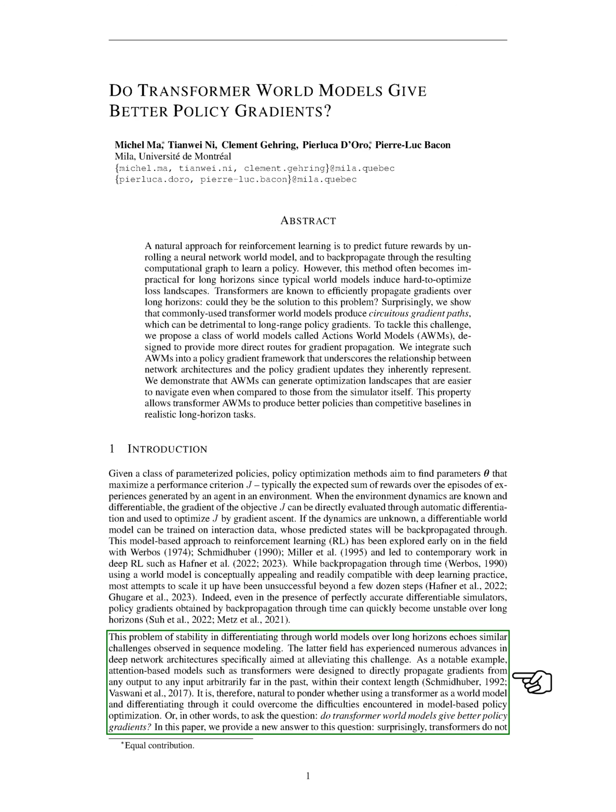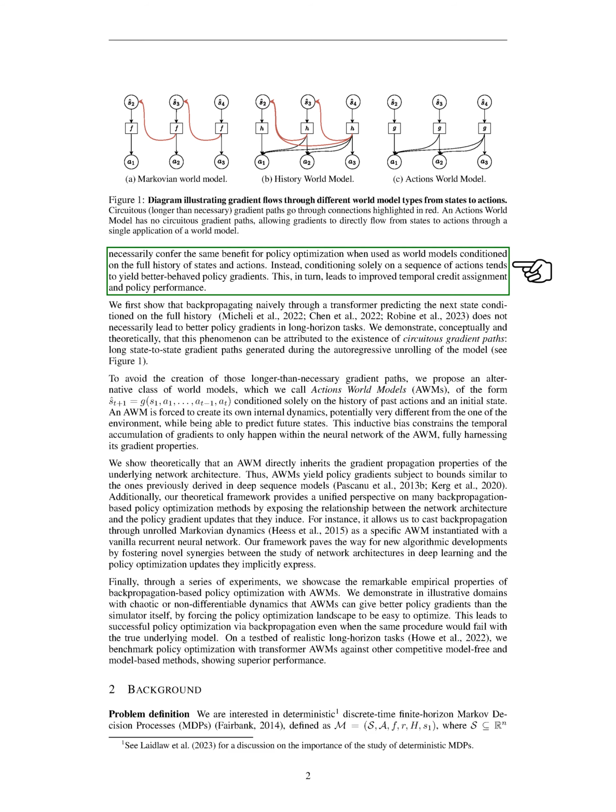Our findings, however, reveal a surprising twist. Transformers, when used as world models that consider the full history of states and actions, do not necessarily improve policy optimization. Instead, we find that focusing solely on a sequence of actions results in more stable policy gradients, leading to better policy performance and temporal credit assignment.